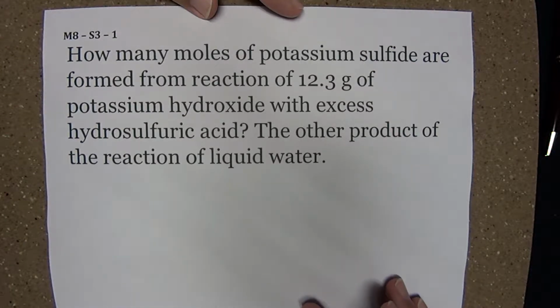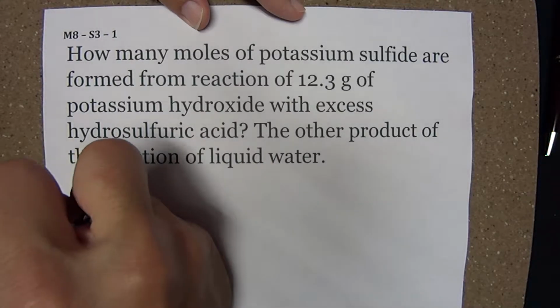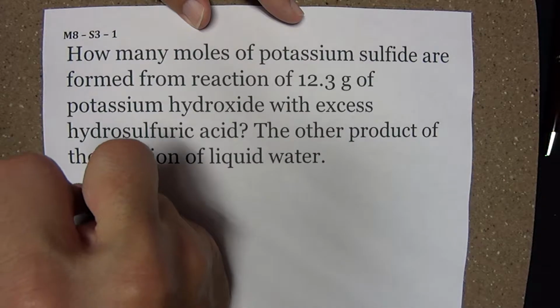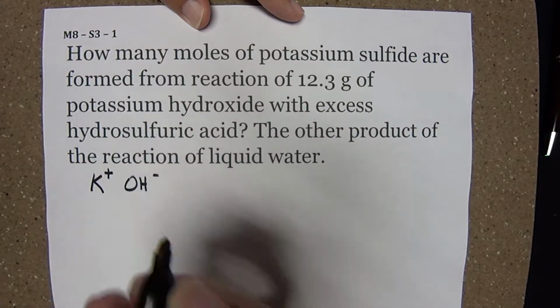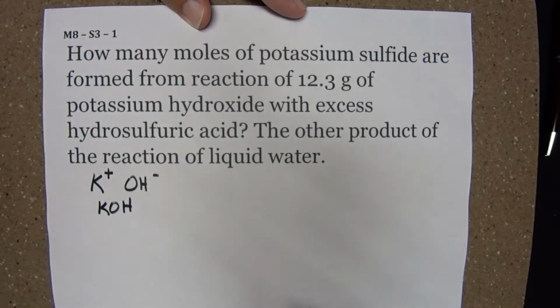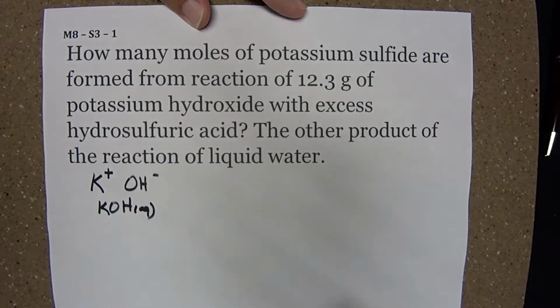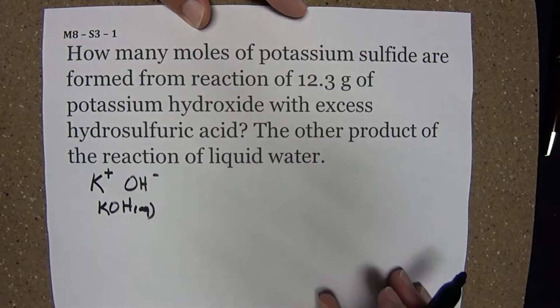Okay, so let's begin by coming up with the chemical formulas for the reactants and products involved. One of our reactants was potassium hydroxide. Potassium, a group 1A alkali metal, is a cation, will have a +1 charge. Hydroxide, one of our polyatomic anions, carries a -1 charge. So potassium hydroxide, KOH, in aqueous solution. We're reacting with excess hydrosulfuric acid.